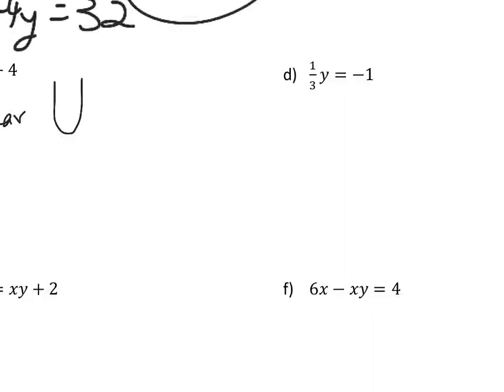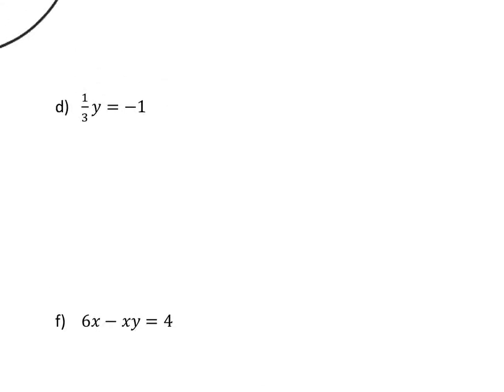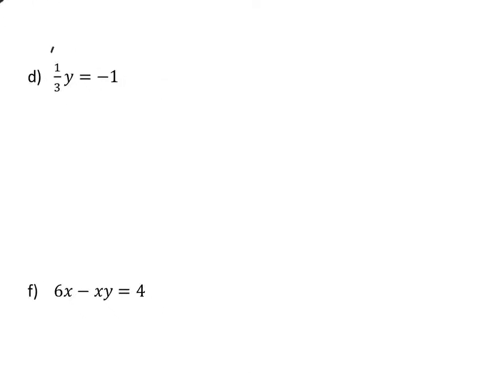If we slide over to letter D, we'll do this one together as well. This time I don't have an x, which again is okay. But I still have a fraction, so let's get rid of that. I'm going to multiply this time everything by 3 to get rid of the denominator. If I then distribute that, I'm going to get y equals negative 3.